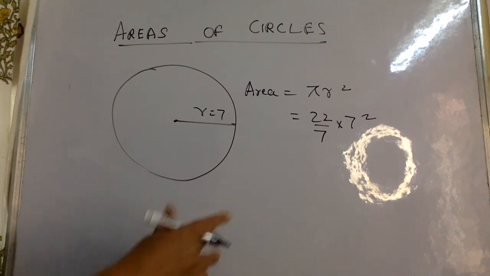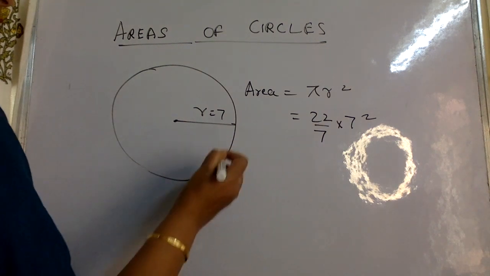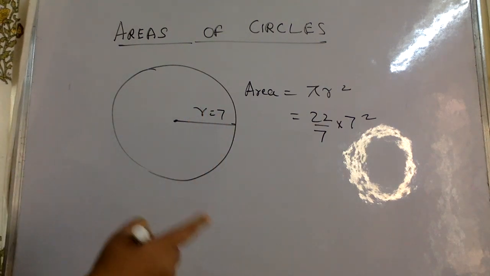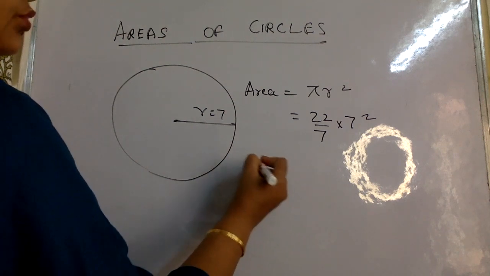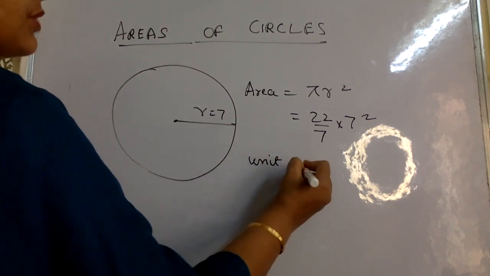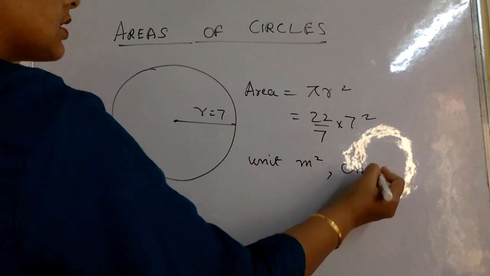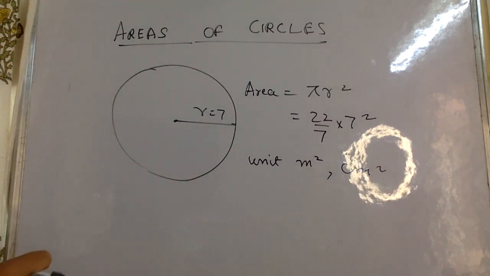Another thing, in perimeter we had the unit as centimeter, meter. In area the unit is going to be meter square, centimeter square, like that. Okay, so let us see the sums.